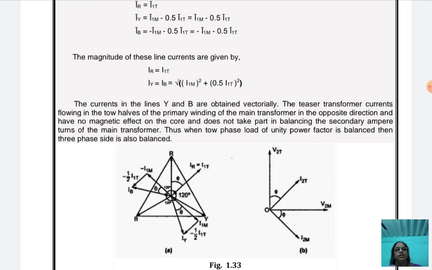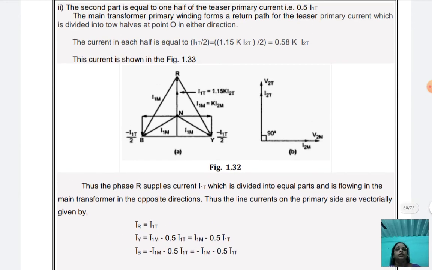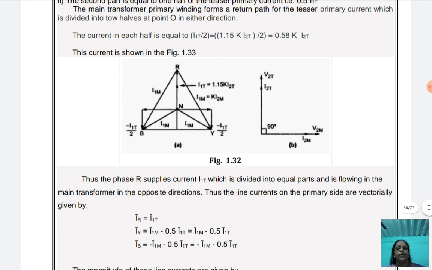This is a vector diagram of another one. The one before is for unity power factor. Now you see this vector diagram. This is I2T and V2T, both in phase. This is the unity power factor. I2M and V2M are unity, both in phase only.